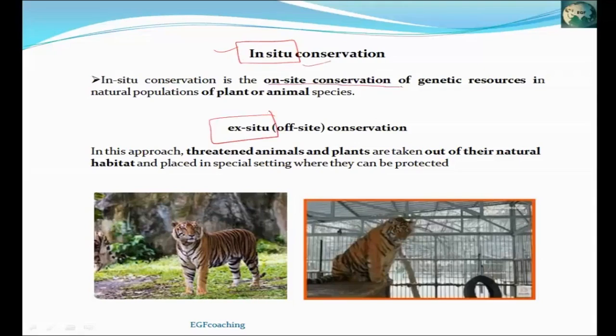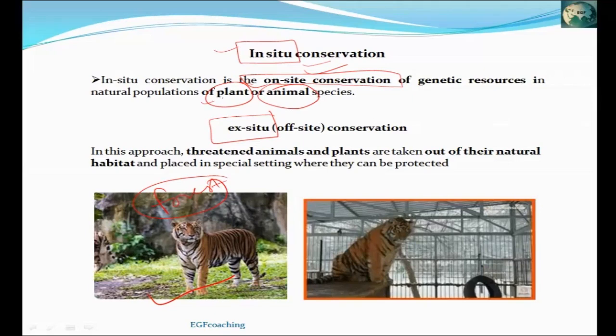In situ conservation means on-site conservation. It means the species is conserved in its natural habitat. For example, this tiger lives in the forest. If we conserve it in the forest itself, then it is on-site or in situ conservation. It is applicable for both plant species and animals. There are some plant species which have been overexploited due to their economic importance. That's why such plant species are cut down too much and they become endangered. Hence, plants as well as animals are conserved in their natural habitat. It means in the forest.